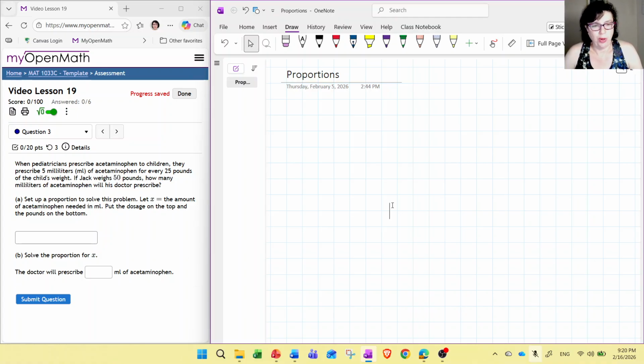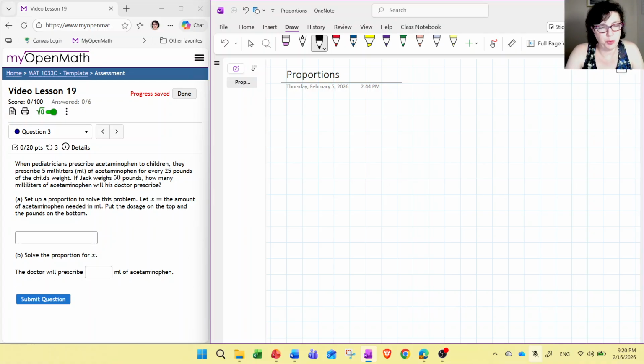Here's what I want you to do. Every time you are setting up a proportion problem, make a table. If you make a table the way I show you, it'll always be correct, and you're not going to have to guess. Let me show you how to make it in this case.